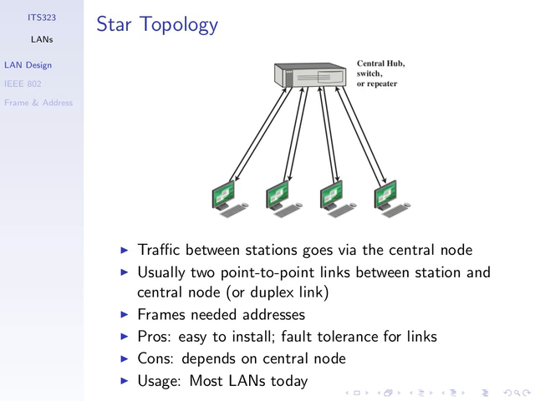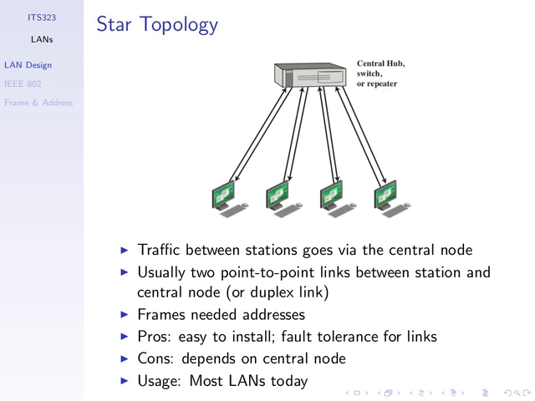Last topology, a star topology. Have some central device, and attach all your stations to that central device via point-to-point links. All the data goes from a station to the central station, and that central station then sends it to the destination. Usually there's either 2 point-to-point links or full duplex links, so we can send to the station and receive from the station.